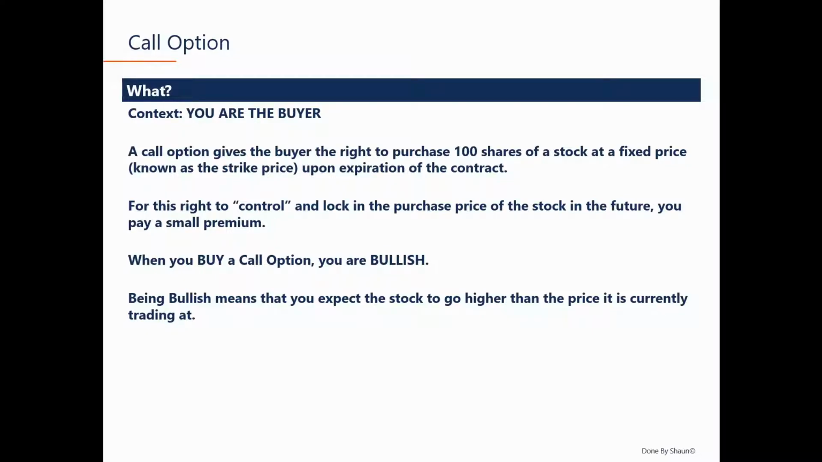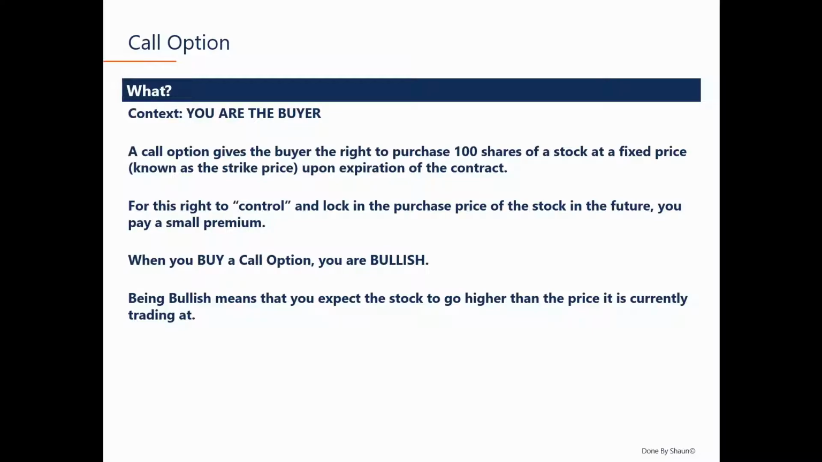Call buyers also have the right to exercise their option, and exercising your option means that you can decide to activate this authority and own 100 shares of the stock at your agreed strike price. And obviously, for this right to control and lock in the purchase price for a set period of time, you have to pay a fee, which we call a premium. Remember, the number of shares in option contracts is always measured in denominations of 100. Next, when you buy a call option, you are bullish, and being bullish means you expect the stock market to go higher, and you expect the stock which you bought a call option on to eventually go higher.